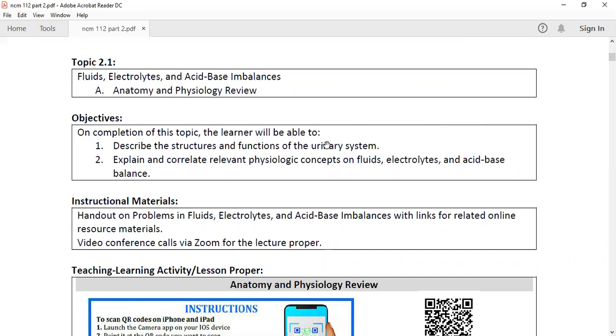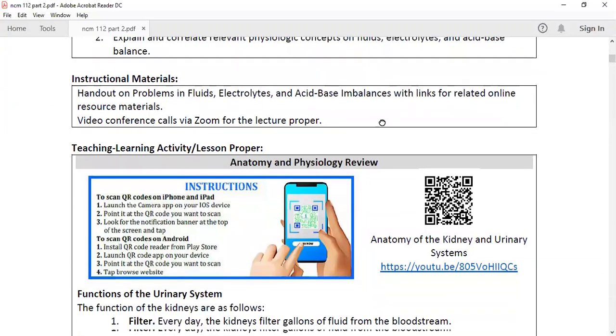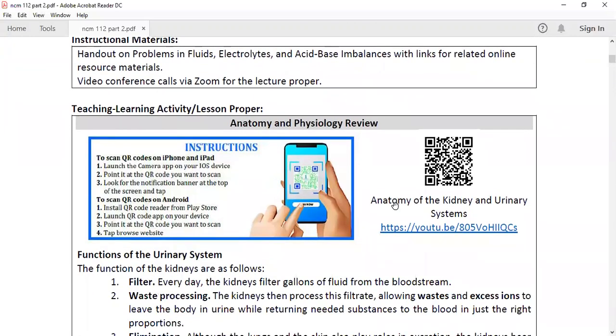We have our second module entitled Fluids, Electrolytes, and Acid Base Imbalances. All right, so let's get started. Now, on the first part of your module, you will have, once again, your review of the anatomy and physiology. So what we're going to review in the anatomy and physiology is the kidneys and the urinary system this time.